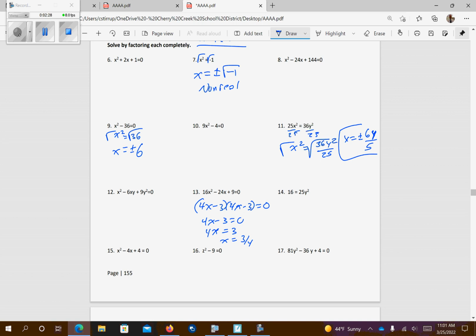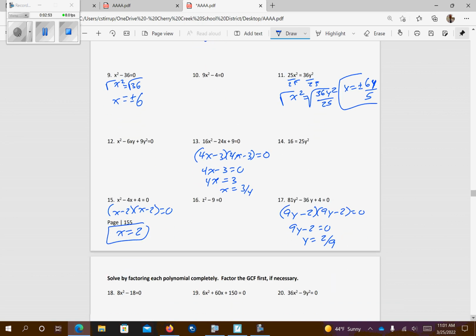Number 15, this one looks like it factors x minus 2 and x minus 2. It's equal to 0, so each of those equal to 0. So you have a single answer. You could list it twice. This is also a special case, so you get 9y minus 2 and 9y minus 2. Again, they're still equal to 0, so let's just set one of them equal to 0. Add 2, divide by 9. There's your answer. You could list the answer twice if you wanted to.